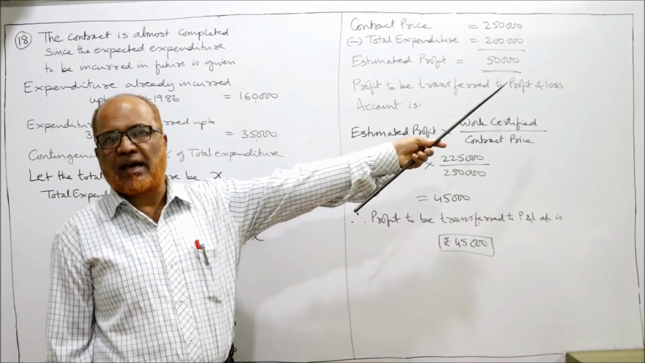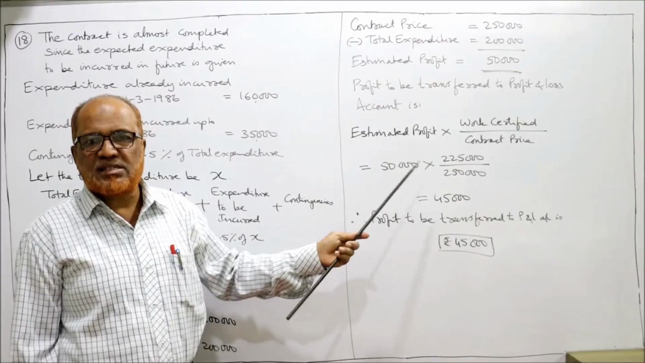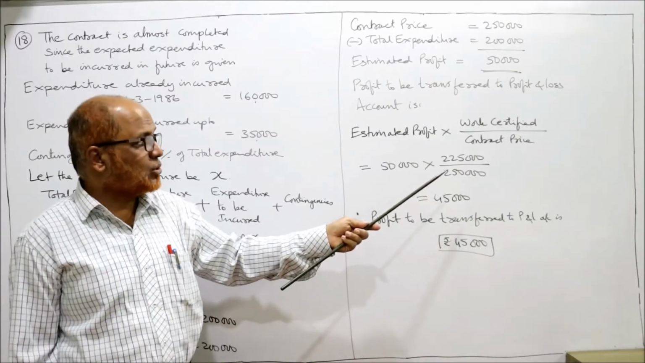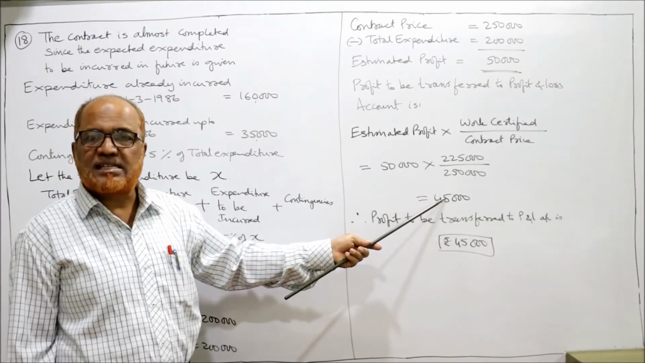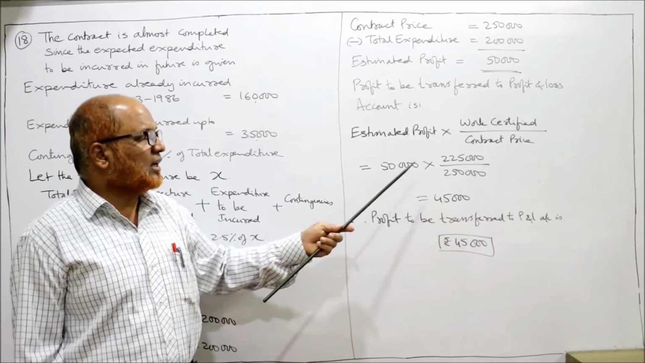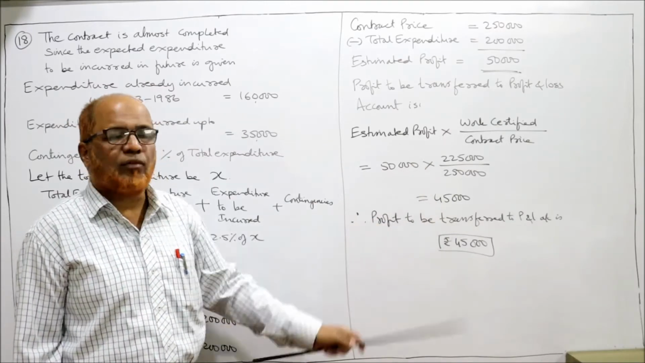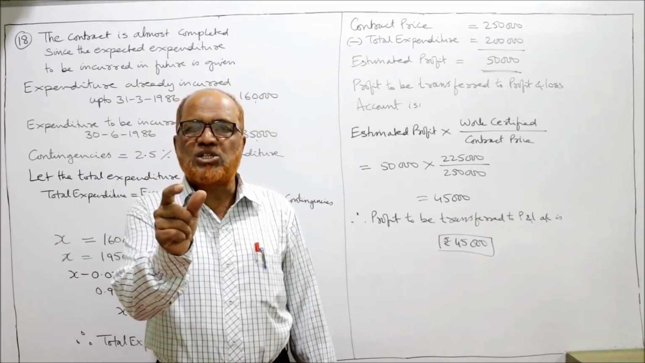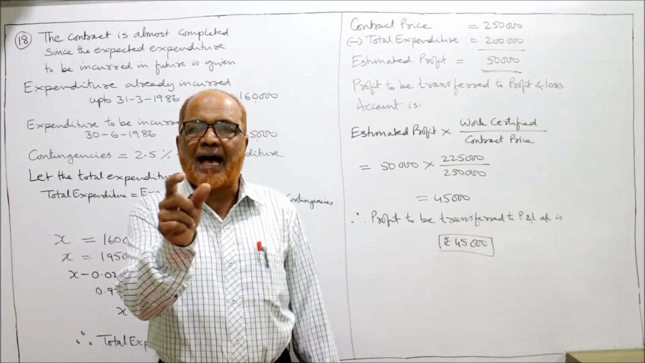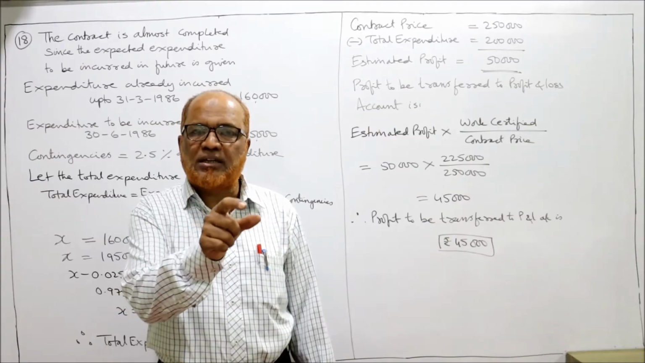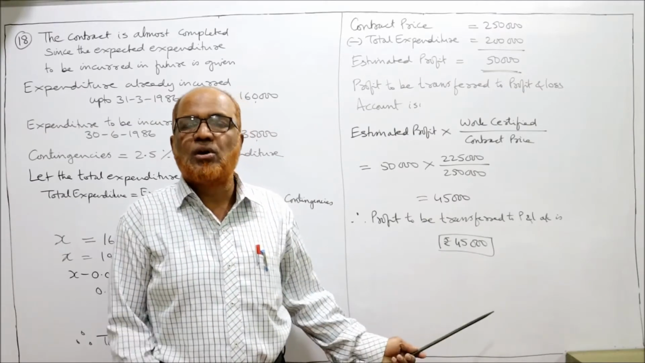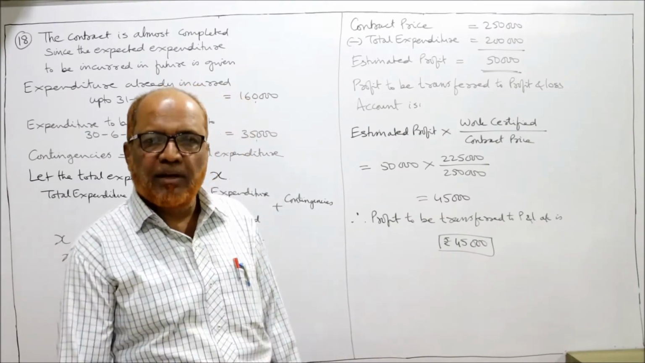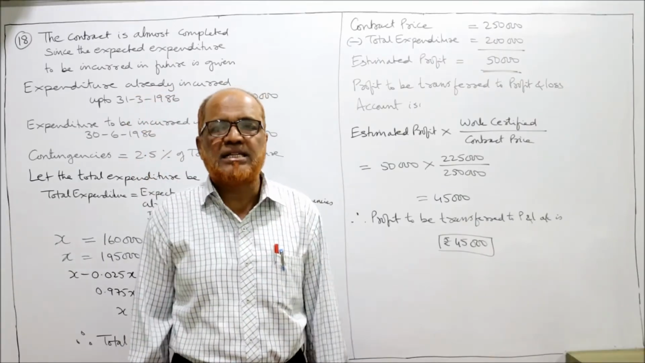Estimated profit just now we have calculated 50,000. Work certified is given in the problem 2,25,000. And contract price is given 2,50,000. So 50,000 into 225 by 250 you will get 45,000. Final answer. The profit to be transferred to P&L account as on 31st March 1986 is rupees 45,000. That's all. This is the end of problem number 18.